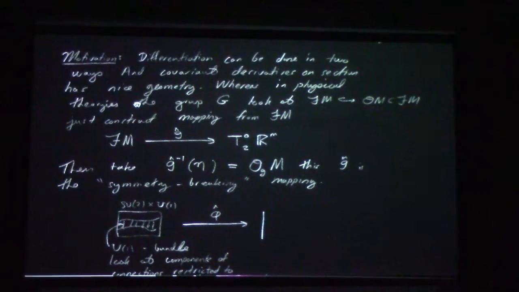So motivation, differentiation can be done in two ways. And covariant derivatives on a section has nice geometry, whereas in physical theories, the group G... look at the frame bundle into the OM. It's the orthogonal bundle, which is a subbundle of the frame bundle. That's a reduction. I'm not sure that's actually a subbundle. It's kind of a reduced bundle. These have the same base space, but this has a different group. This has orthogonal group as a fiber. This has the general linear group as a fiber. So it's not exactly a subbundle. It's something different. It's a reduction.